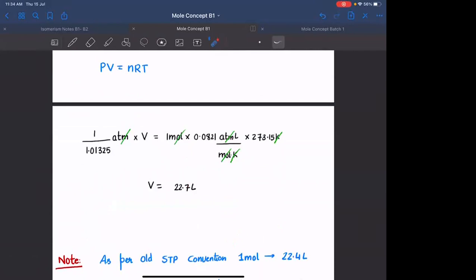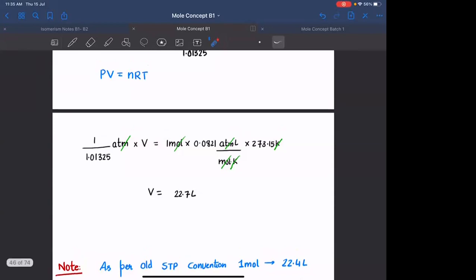22.4 liters लेके calculation नहीं करना है, 22.7 liters लेके ही करना है. Okay? If you are given options, you can clearly judge the options if the options are based on 22.4 or 22.7. Clear? But if the question is integer type, always take that as 22.7 liters.